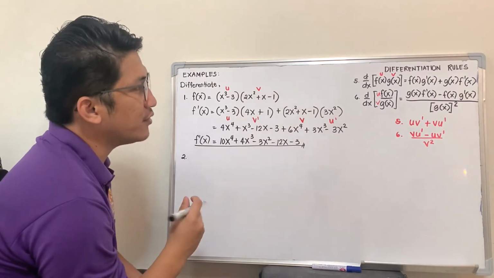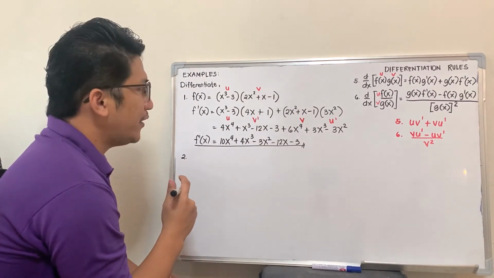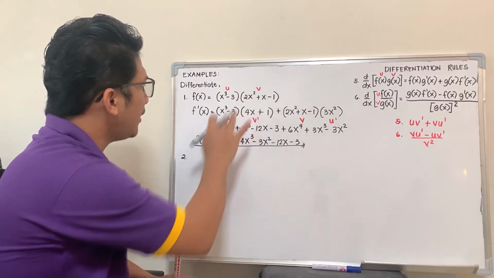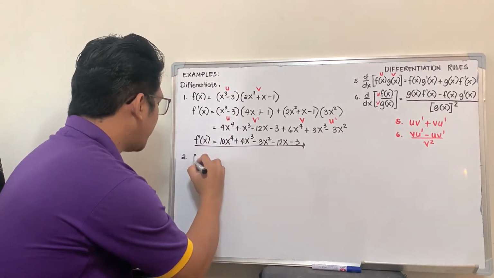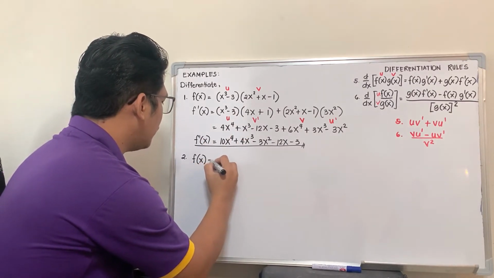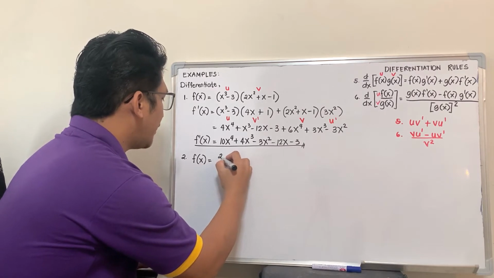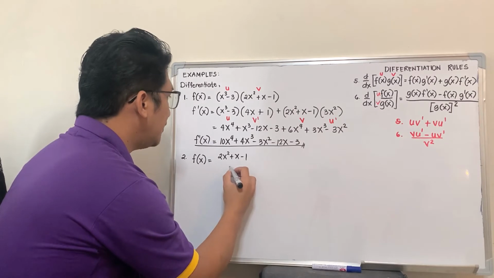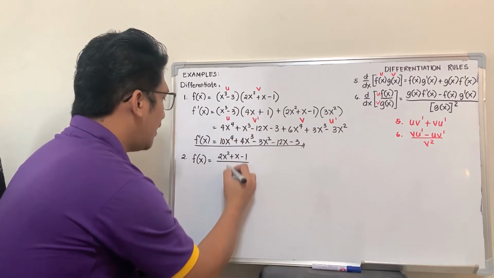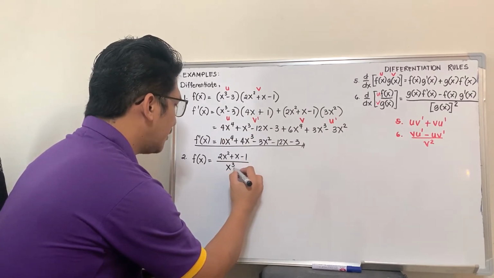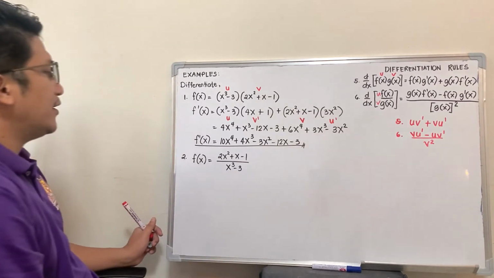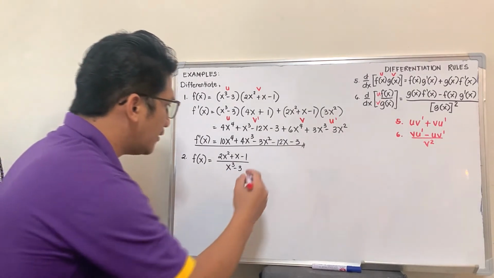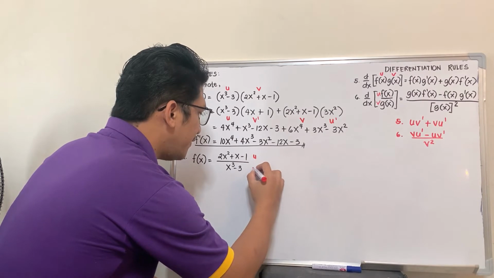This time about the quotient rule. So what if we are dividing? Let's use the same terms. This time the function f of x is equal to 2x squared plus x minus 1 all over x cubed minus 3. So this time, the numerator is u, and the denominator is v.